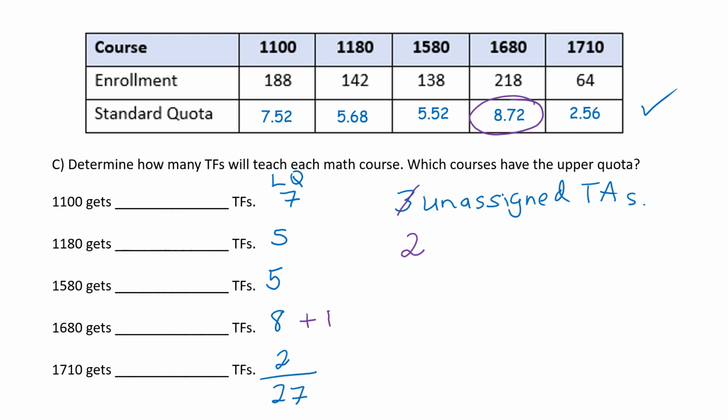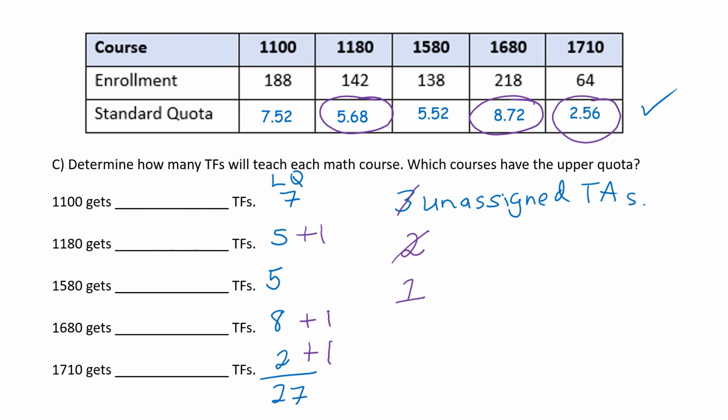The next highest decimal portion I see is the 0.68, which is for the 1180, and so that class gets another TA, and now we still have 1 unassigned TA, and the largest residual, or the decimal portion, goes to 1710 with 0.56. So those courses get 1 more TA.